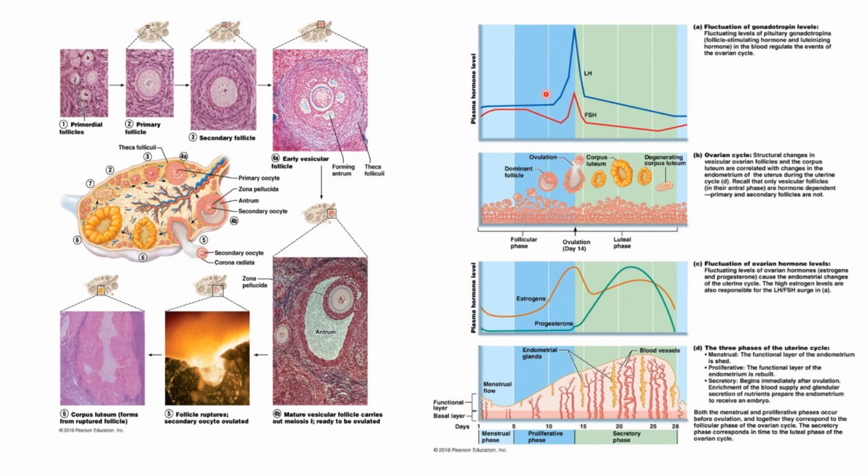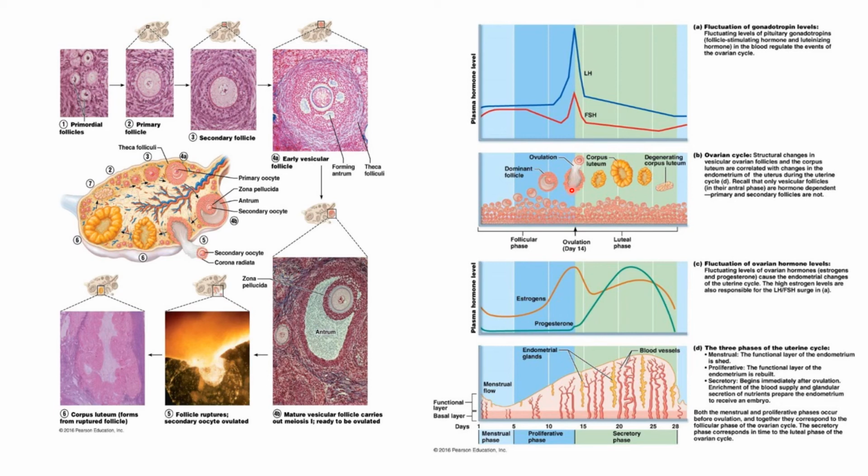This graph right here shows the levels of the FSH and LH hormones within our plasma. This graph right here shows the ovarian cycle, so the events happening within the ovary. And then this right here is showing the levels of our estrogen and progesterone in our plasma. And then the last graph right here is showing the phases of our uterine cycle, so basically the stages or the steps that are taking place within our uterus. So let's go ahead and start talking about our ovarian cycle.